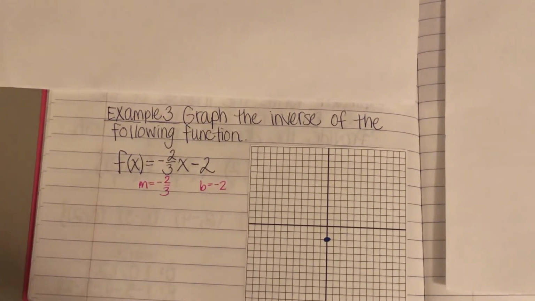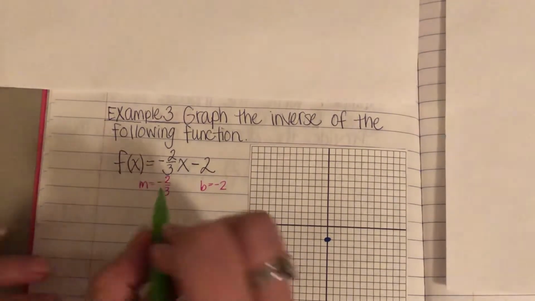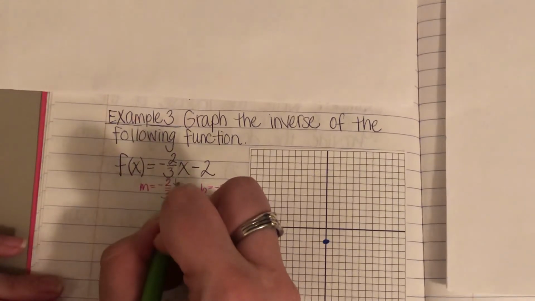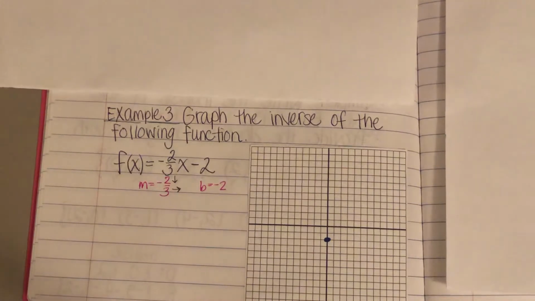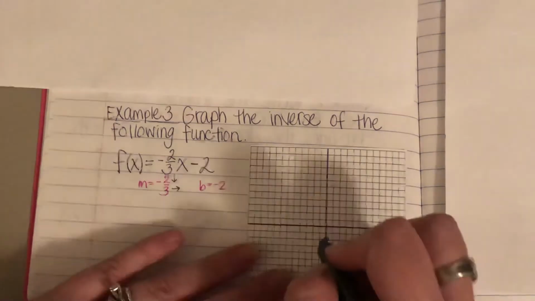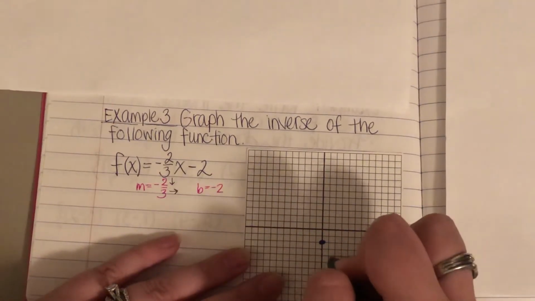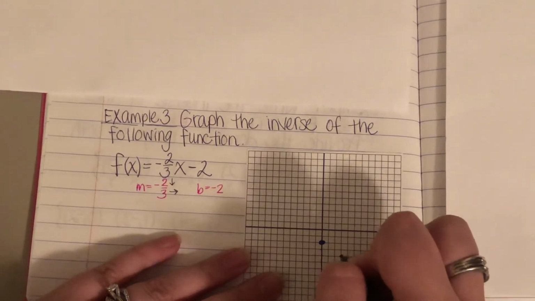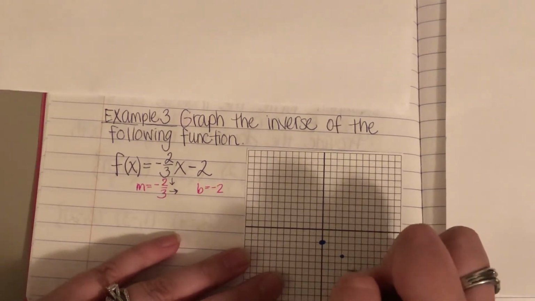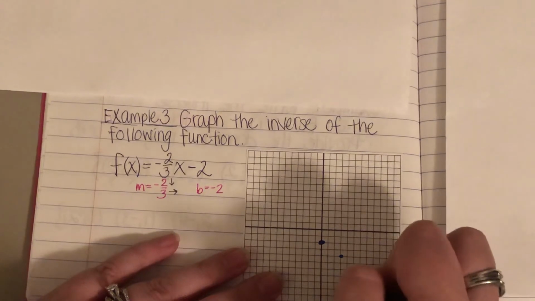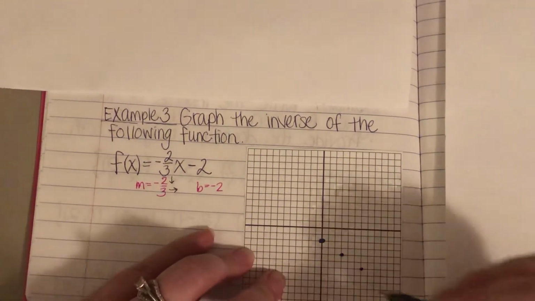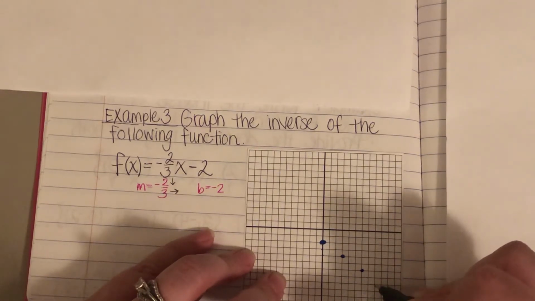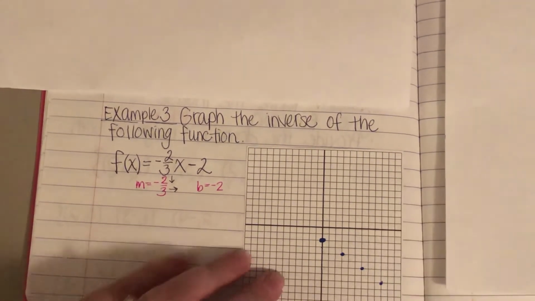And then I'm going to use my slope to help me count. I'm going to go down 2, 3 to the right, right? Down 2, 3 to the right, put a point. Down 2, 3 to the right, put a point. And I could keep going until I ran out of space. I'll go one more time. 2, 1, 2, 3. Okay?